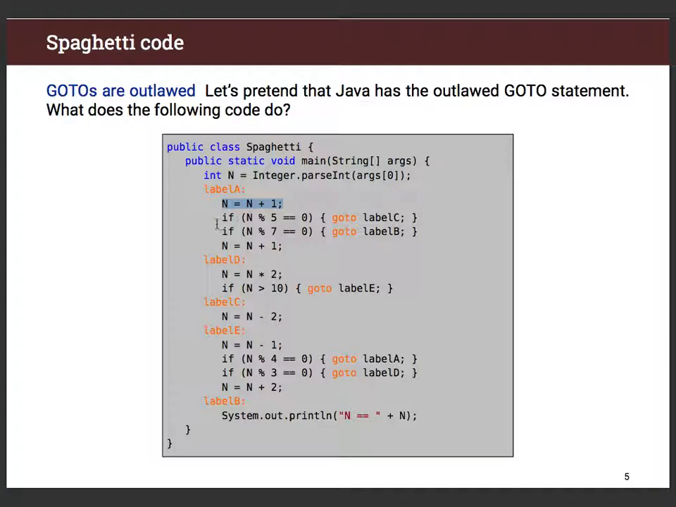But if it wasn't a multiple of 5, if it's a multiple of 7, go to label B, which is down here, and that just stops. Okay, fine. Otherwise, if it's not 5 or 7, increase it, then we're at label D, multiply it by 2. If it's more than 10, go to label E. This is the one that decreases and checks. Okay. So what does this program print? Let's say the input is 27.